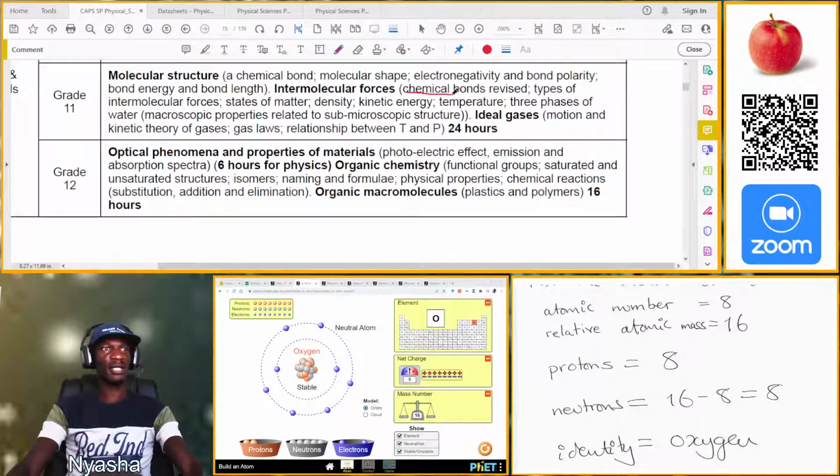Intermolecular forces, you revise your chemical bonds. So you've got some types of intermolecular forces, the states of matter as a solid, liquid, and gas. Then you've got density, and kinetic energy, temperature. These are properties now. Density, kinetic energy, temperature, right? And the three phases of water. So just a quick revision of how it may look like.